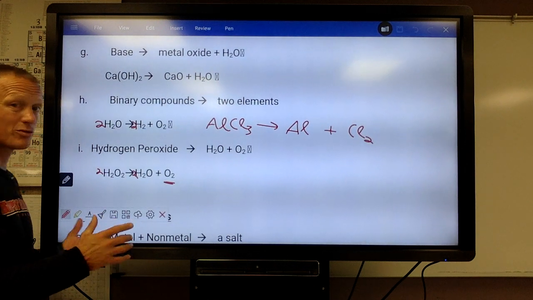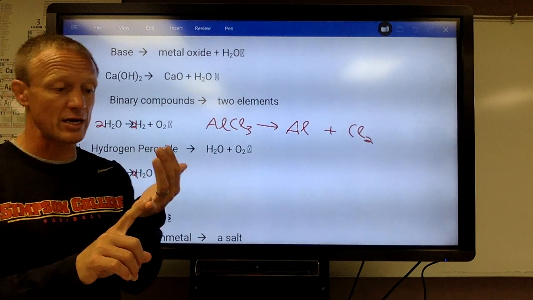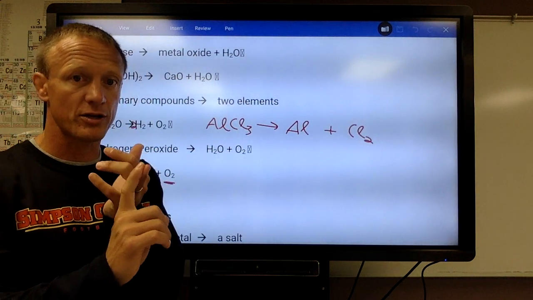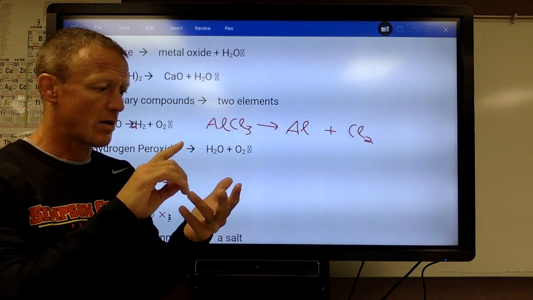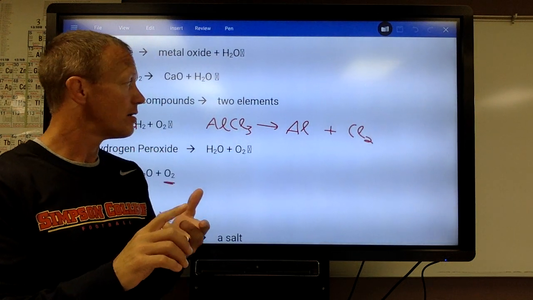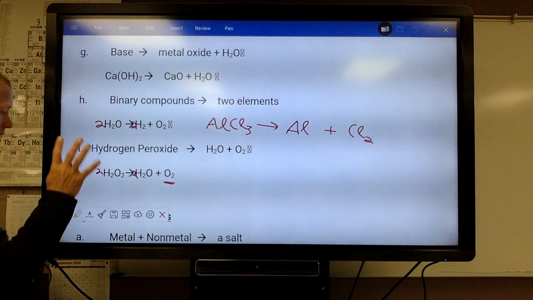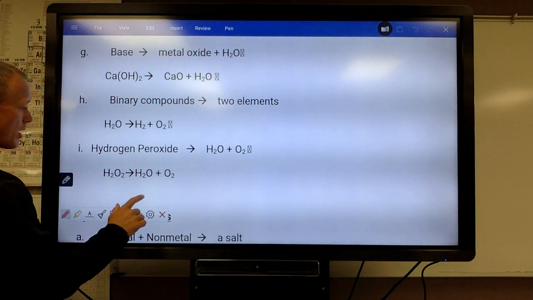All right, there's your decomposition ones. Those tend to be the hardest ones because you have to memorize. So carbonates decompose to produce carbon dioxide gas. Chlorates decompose to produce oxygen gas. Acids produce water plus a non-metal oxide. Bases produce water plus a metal oxide. There's kind of your 4 major ones there.